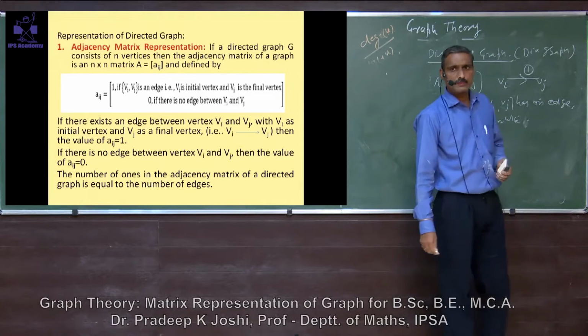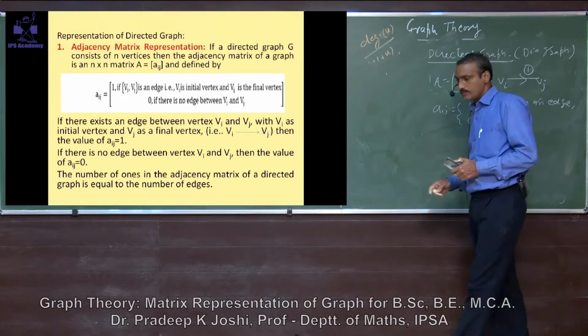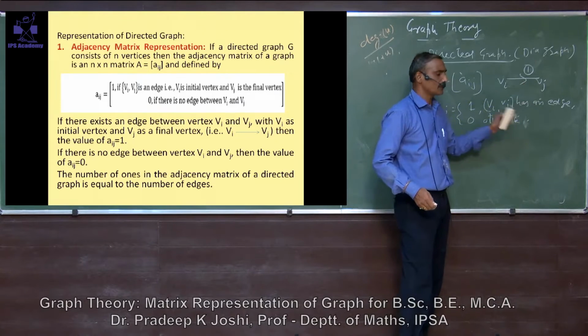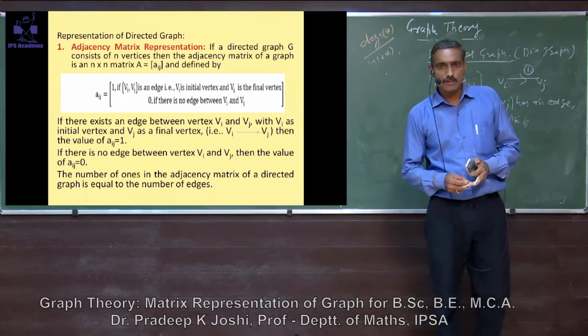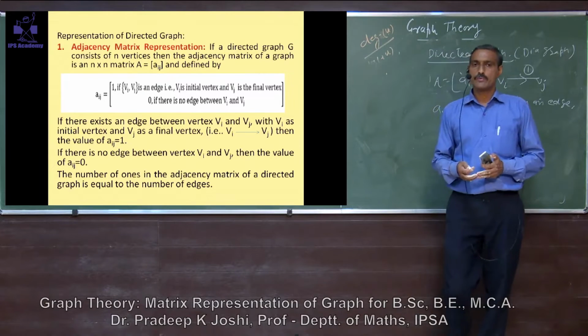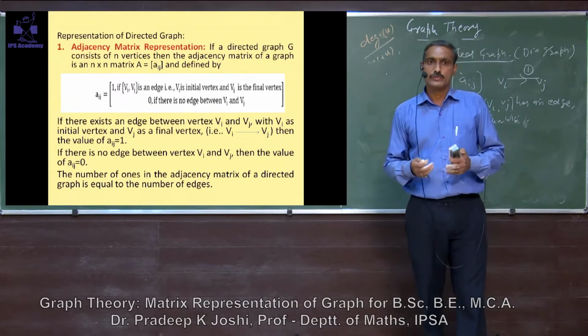Okay, a simple concept. We have to know what is the meaning of Vi to Vj. That means Vi is the initial vertex and Vj is the final vertex. If there exists an edge between Vi and Vj, where Vi is the initial vertex and Vj is the final vertex, then put 1, otherwise 0. The value of Aij will be 1, otherwise it will be 0.